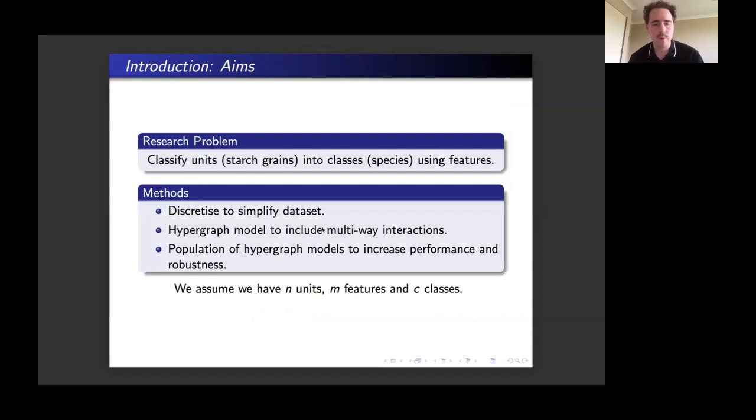Without going on too much, what I really wanted to do with this classification algorithm is classify units, and in fact starch grains, into classes or species using the features. The method I'll be running through today is, first, to discretize my data set. That will allow me to have a nice hypergraph with just ones and zeros in it, more or less. Then I'll create that hypergraph model, which will enable multi-way interactions. And then to increase accuracy and performance, I'll be using a population of hypergraph models.